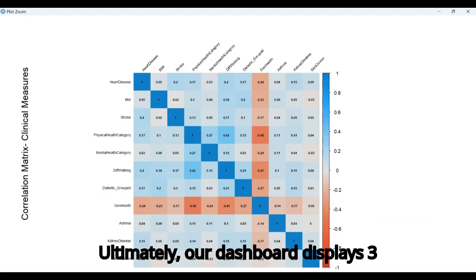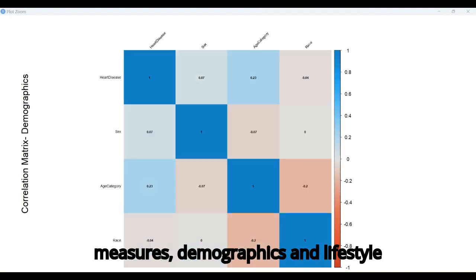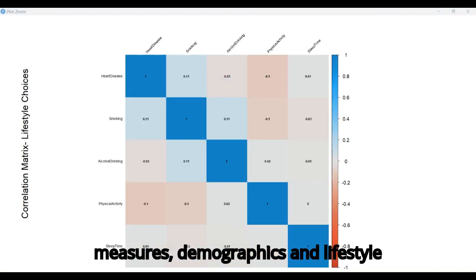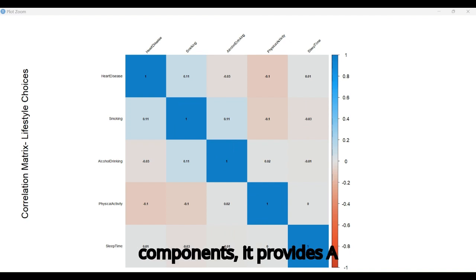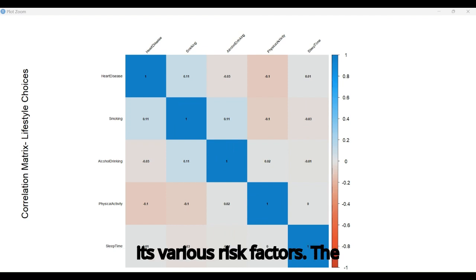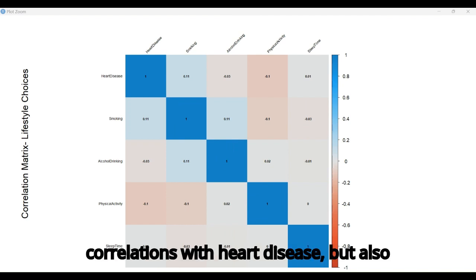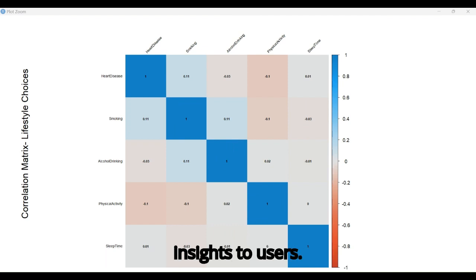Ultimately, our dashboard displays three correlation matrices for clinical measures, demographics, and lifestyle choices. Together with other dashboard components, it provides a comprehensive view of heart disease and its various risk factors. The matrices not only highlight correlations with heart disease but also among themselves, offering deeper insights to users.